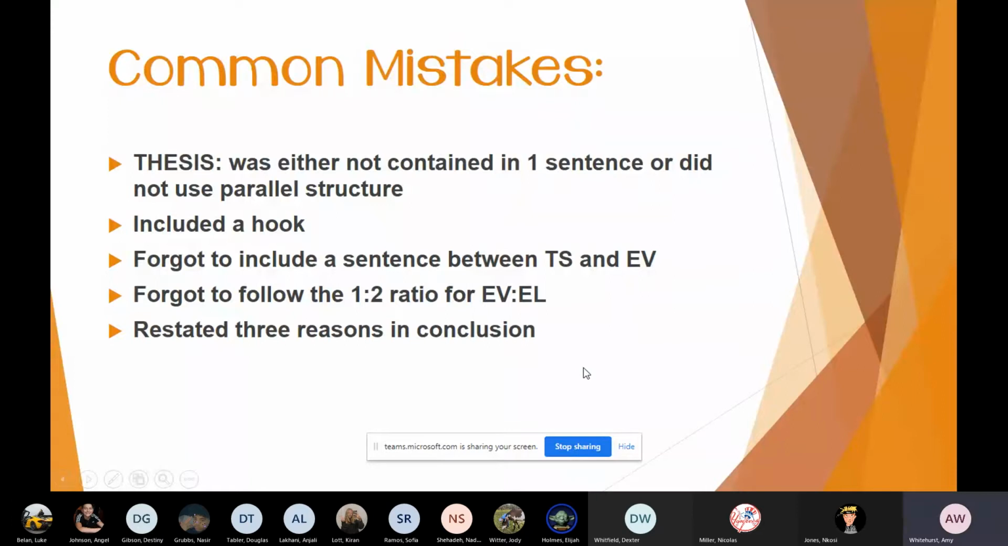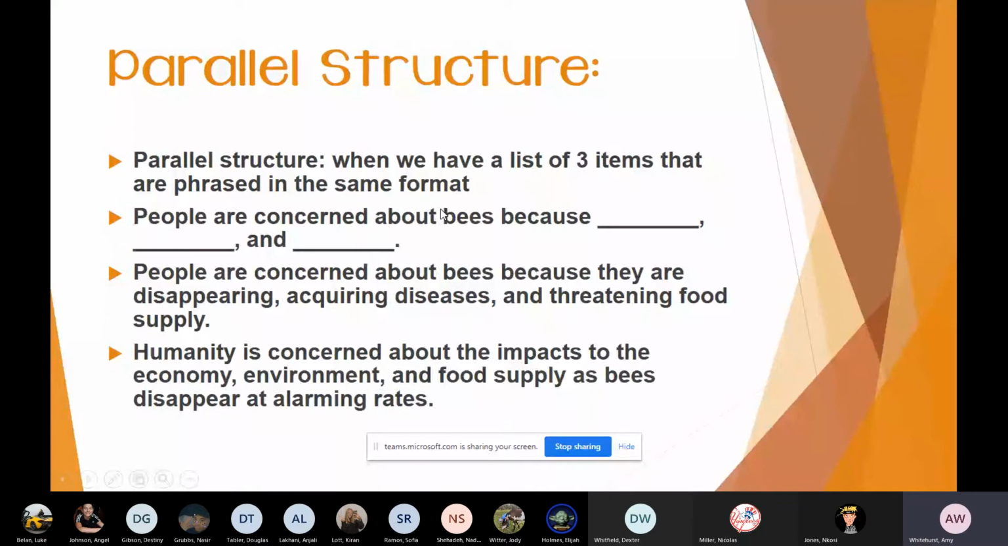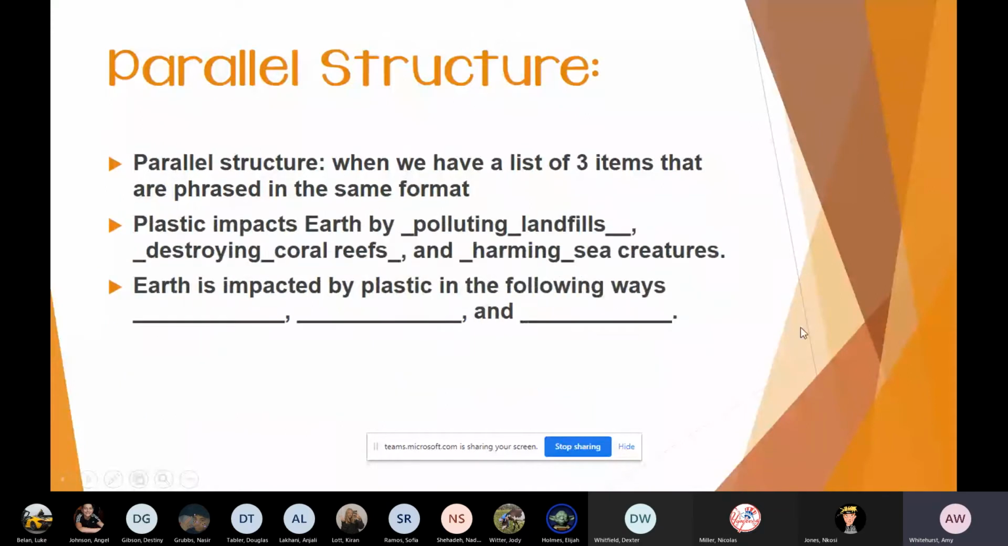All right, the next thing that we're going to talk about is parallel structure, and that's the last slide that I'm going to go over with you. But parallel structure is essentially when we have a list of 3 items that are phrased in the same format. So this is really important with your thesis statements. This might be a new term to you. It might sound intimidating, but it's really not a difficult concept to grasp. So again, if we are phrasing our 3 reasons in the same format, then we will have parallel structure, and our thesis statements won't be super wordy or confusing.